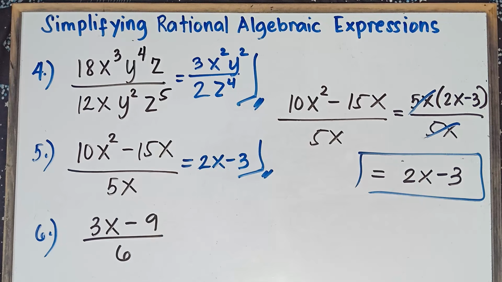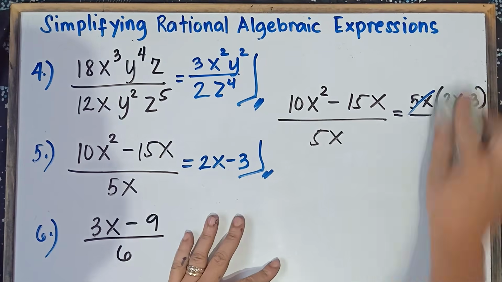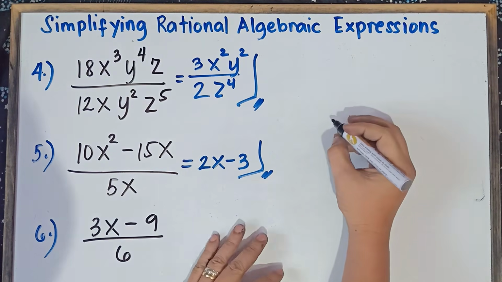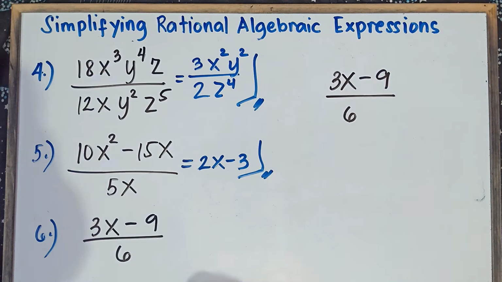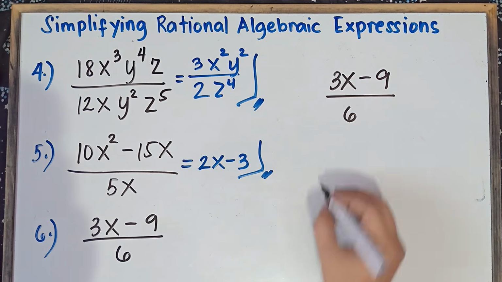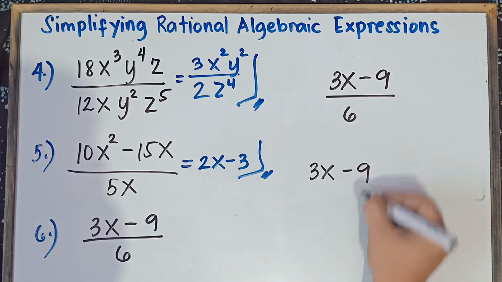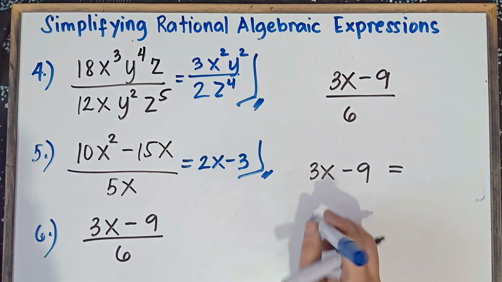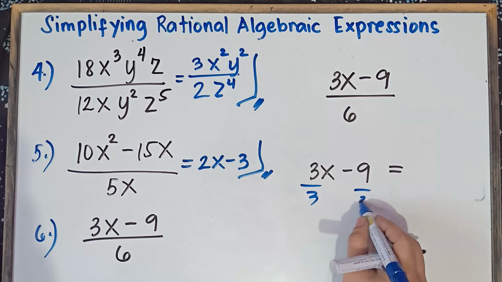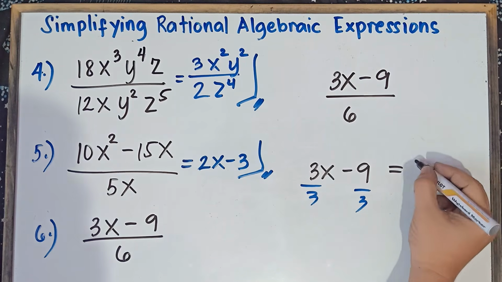Alright, so we're down to the last two examples. So let's have example number 6. Our given, we have 3x minus 9 over 6. So you factor this out, 3 and negative 9. So we have 3x and then 9. What would be the greatest common factor with regards to the number? Yup, there would be 3, right? We can divide 3 by 3. We can also divide 9 by 3. So the greatest common factor, that's only 3.